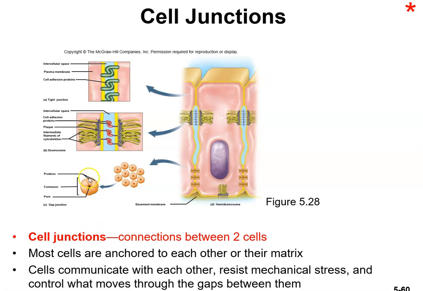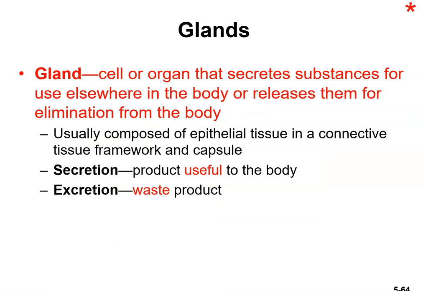However, there's one type of cell junction called a gap junction. That type of cell junction allows intracellular materials to flow from one cell to the other. This is the structure of a gap junction. It's like building a channel between two cells. Another concept we need to introduce to students is glands. Glands are cells or organs that secrete substances for use elsewhere in the body or release them for elimination from the body.